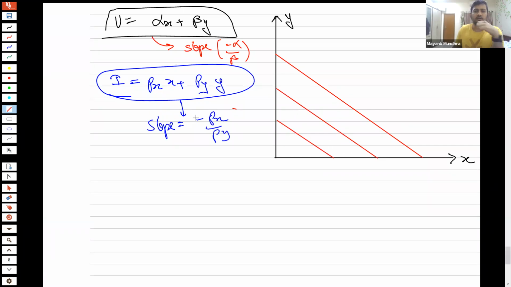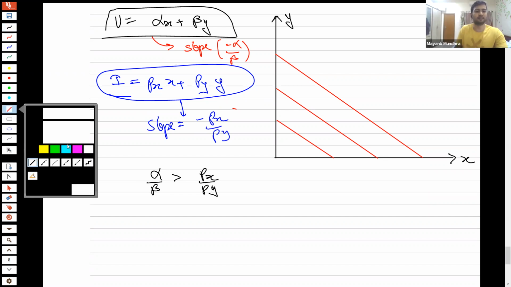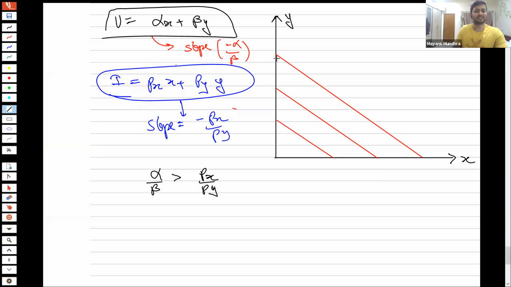Now, the slope of the budget line is minus Px by Py. The slope of the IC is alpha by beta. Now, let us forget the negative sign for the time being, and let us consider the situation where alpha by beta is greater than Px by Py. So in this case, what we'll see is that the budget line would be flatter in terms of the magnitude of the slope. Px by Py is smaller. So it would basically look something like this.